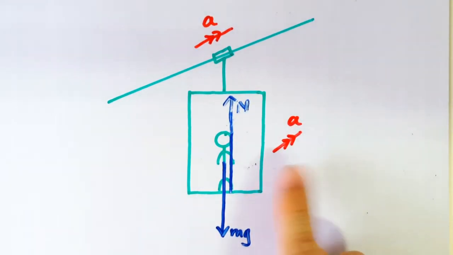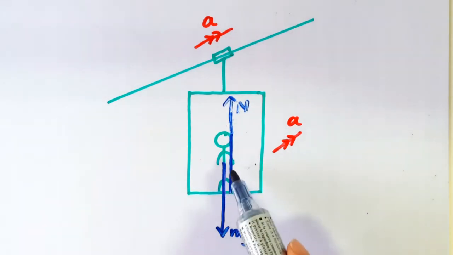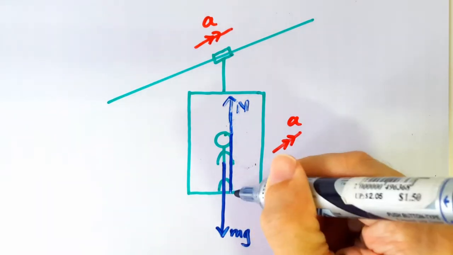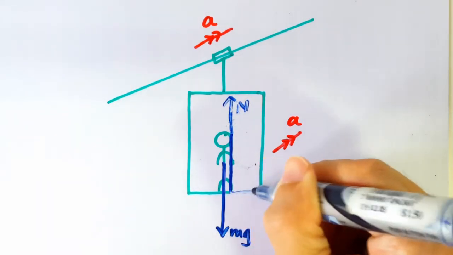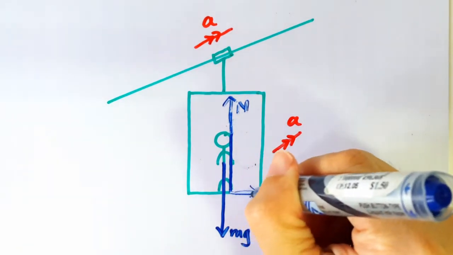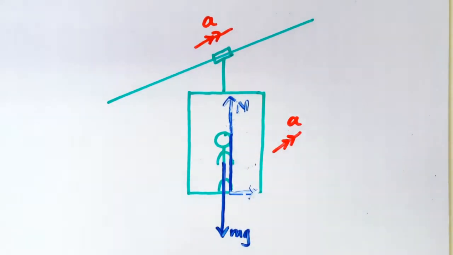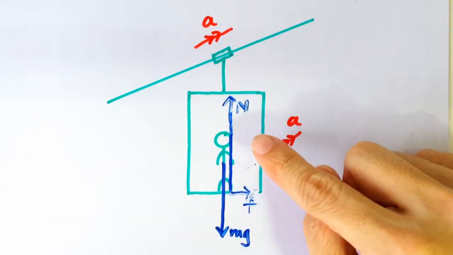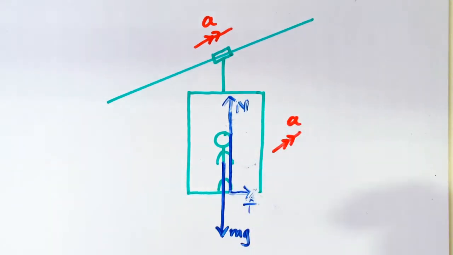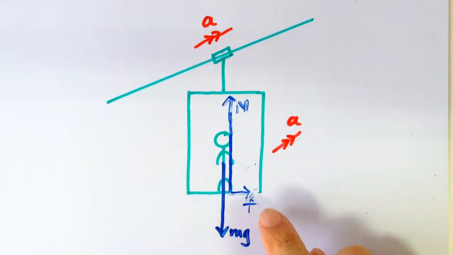But what about the rightward net force? The only thing that can push this man rightward is the floor. So that means there's going to be a frictional force to the right. Okay, so there you have it. The upward net force is provided by the normal contact force being larger than the weight, and the rightward net force is provided by the frictional force.